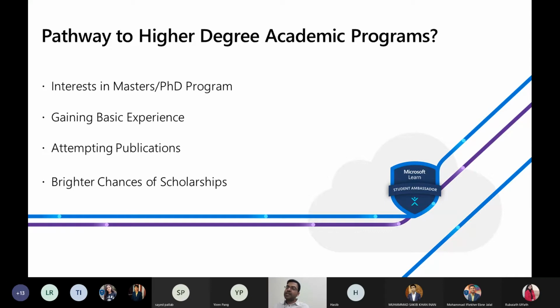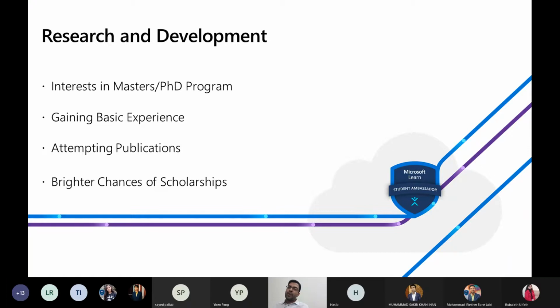So we need to understand that we cannot put the heavy load on masters anymore. We have to prepare ourselves during the undergraduate program. That's a compulsory thing if you have a certain intention to pursue masters or PhD in future. You have to gain basic experience, you have to attempt publications, and that will brighten your chances of getting good scholarships in foreign universities. So that is very, very important. That was the academic programs.